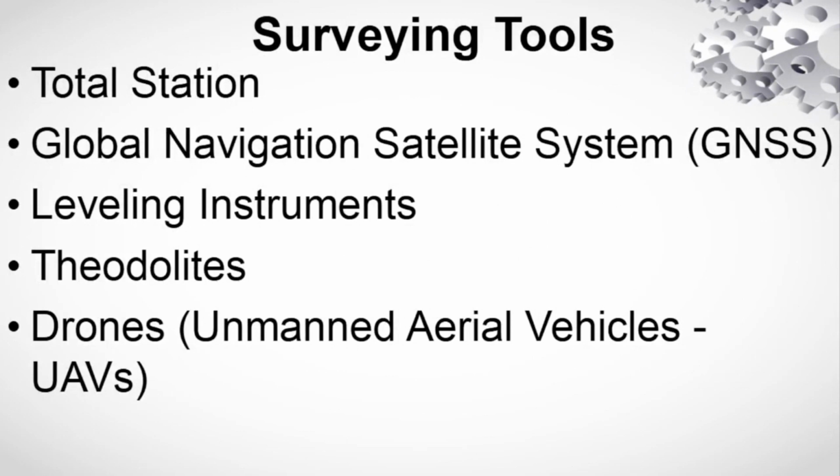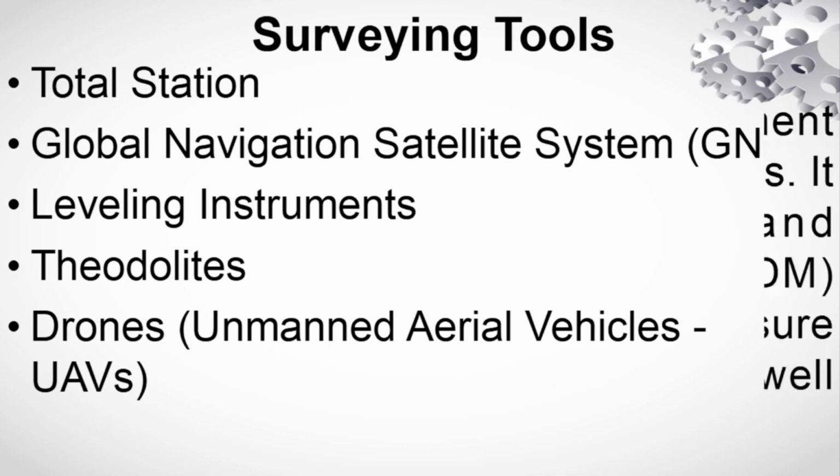Well, now we'll talk about the surveying tools. There are a lot of tools, but I decided to talk about these ones. We'll first talk about the total station, the Global Navigation Satellite System, which is also known as the GNSS. Then we'll talk about the leveling instruments, the theodolites, and then the drones, which are unmanned aerial vehicles, or UAVs. So without wasting time, let's go.